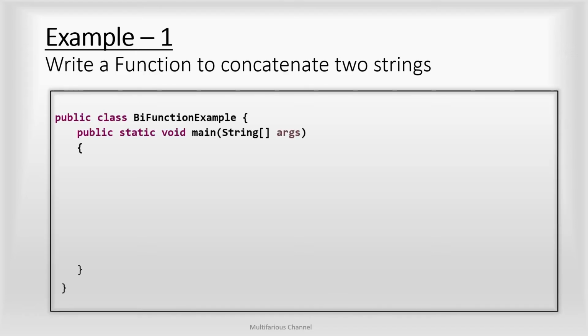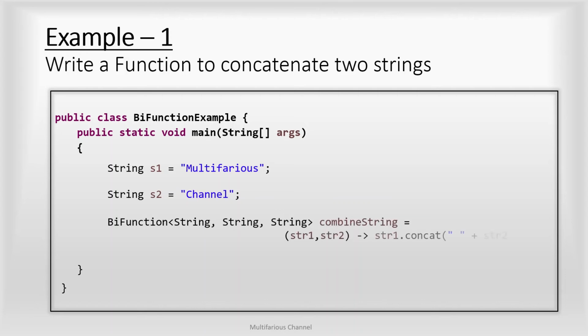Suppose I am given a task to write a function which will take two strings and give me the string obtained by concatenating them. So let's try to implement a solution. Here I have a class BiFunctionExample which has a main method inside it. Let's assume I have a string s1 and a string s2. So here I will write a function that will take both of these strings and in return provide me the concatenated string. So here we have a requirement to pass two strings as input and expect one string as output. So here we will be using the BiFunction.